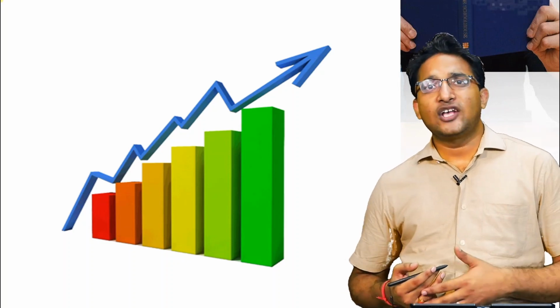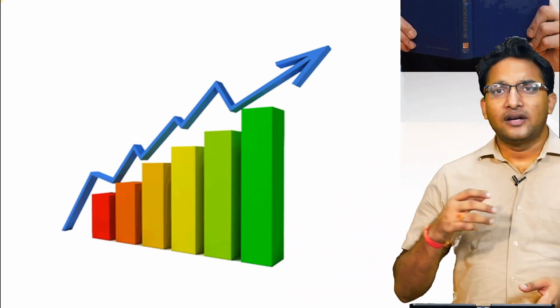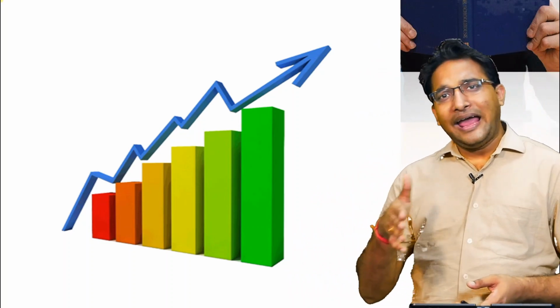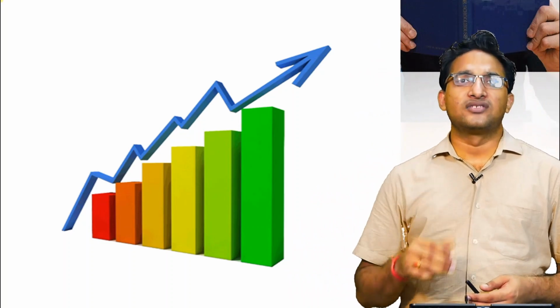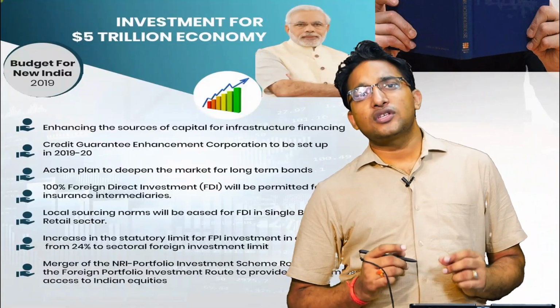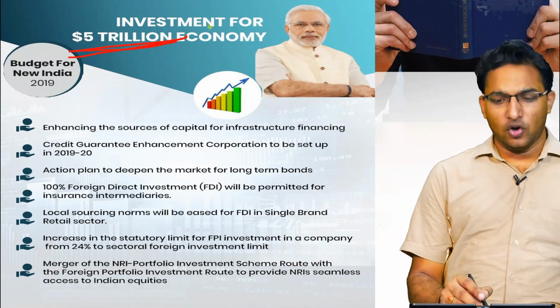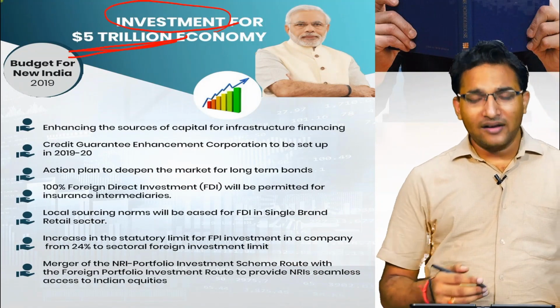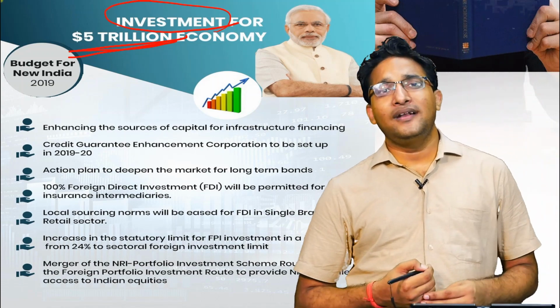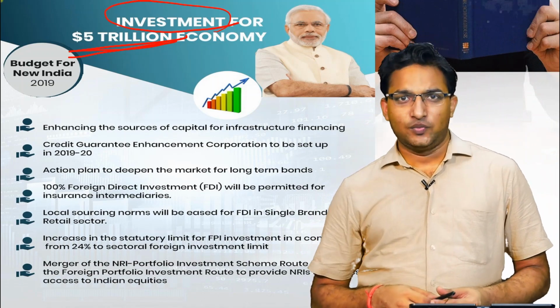That is the vision that has been led by the government, and the economic survey is also talking about how we should move ahead, as well as the budget has taken many initiatives in this context. Let us see what the initiatives are, because a $5 trillion economy requires a lot of investment. So what are the different measures that the government has proposed in the current budget for raising this investment?